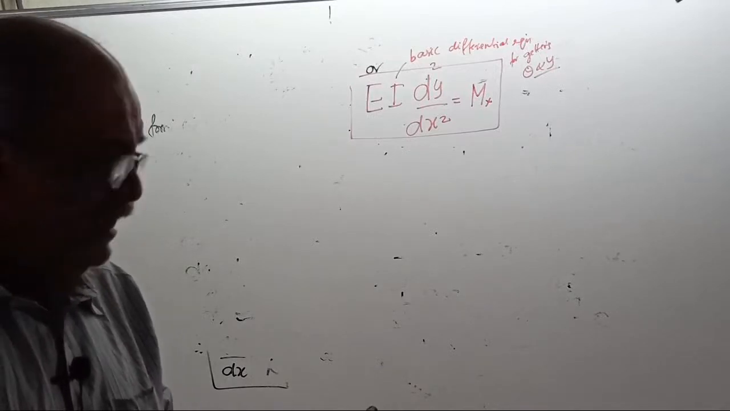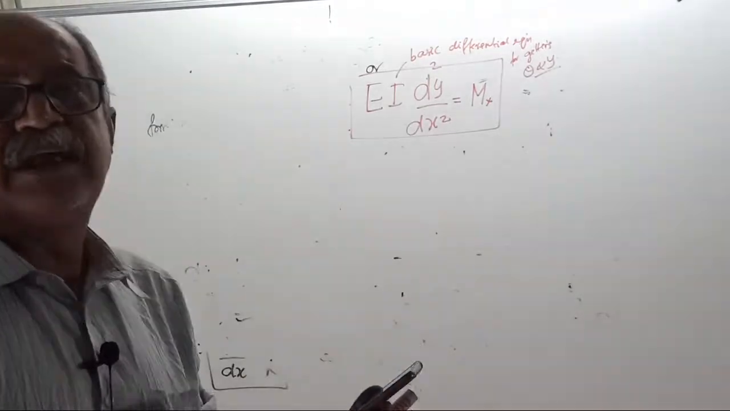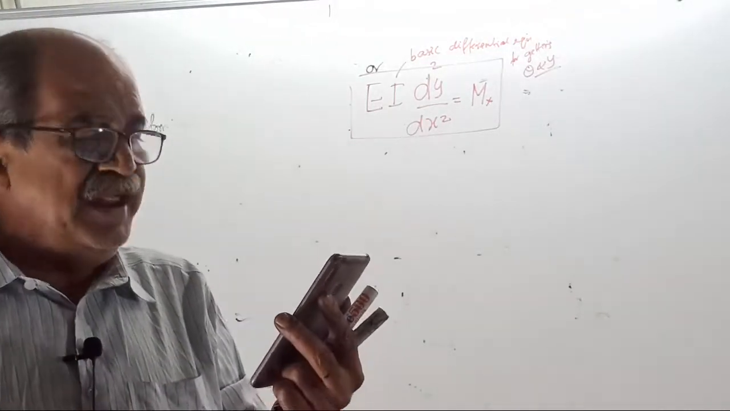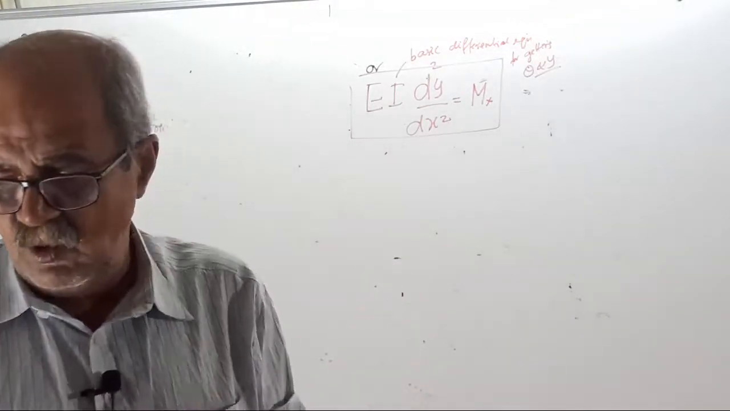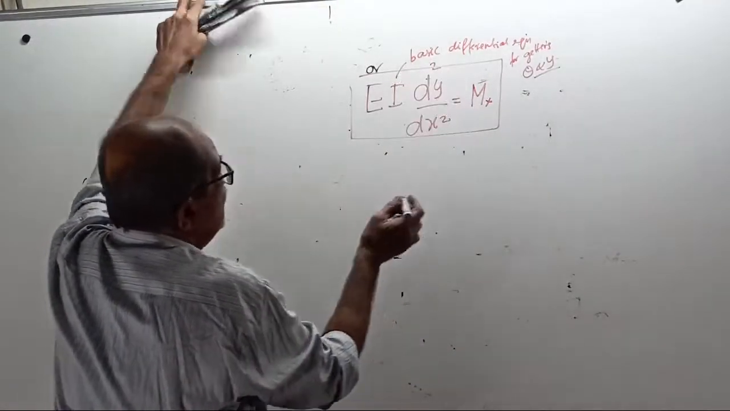First, clear? EI d²y/dx² is Mx. I will explain the term EI also. What is the meaning of EI? Clear? Okay. Now, this is the equation. Just see now.